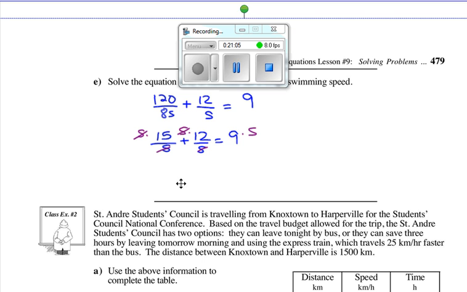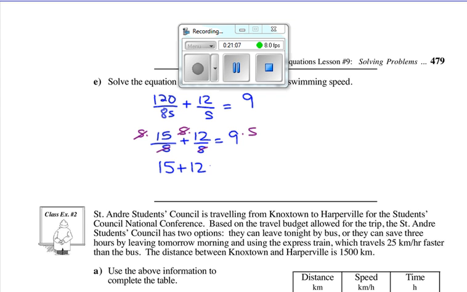15 plus 12 equals 9s. What's 15 plus 12? Guys, Dean, stay with me. 27 equals 9s. Then we divide by 9, and s is 3.